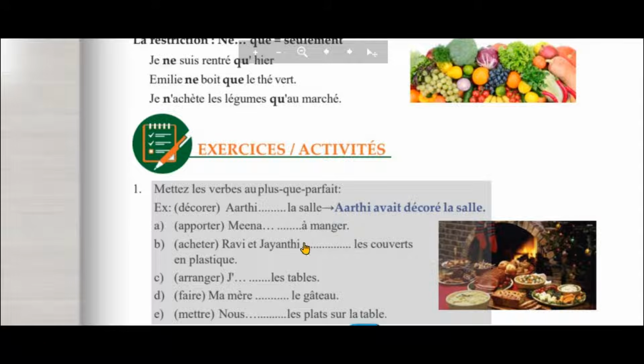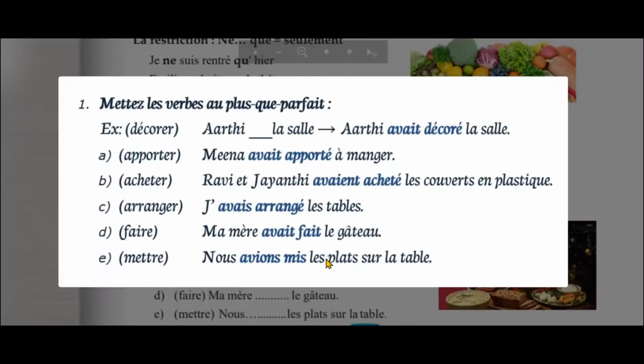So in this exercise, you are going to use the avoir verb in the imparfait form followed by the past participle. So look at the first verb, apporter, to bring. It says Meena had brought food. So now here we are making use of avoir in the imparfait form, which is avait. And to form the past participle for ER verbs, as you know, you just have to cut ER and add é. For regular verbs, this is the general rule.